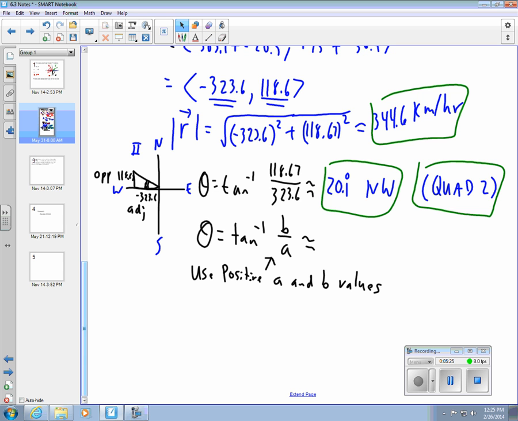And I figured out it was northwest because, again, I looked at my components. If I've got a negative and then I've got a positive here, I'm in the northwest quadrant. So I'm in quadrant 2.